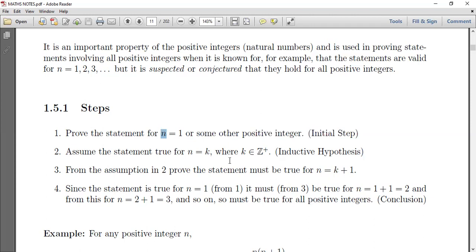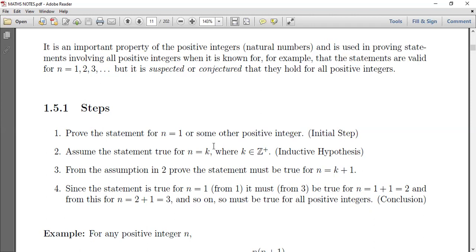Then the second step is to make an assumption. Here you are not proving anything. Assume the statement is true for n equal to k. Just let your n be equal to k and assume that it is true. So generally, in the second step, you are just substituting in your formula where there is n, you are just putting k, and that's an assumption.